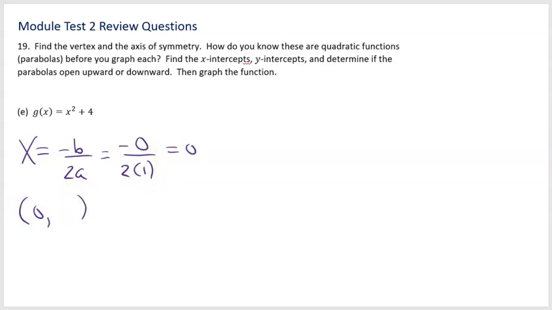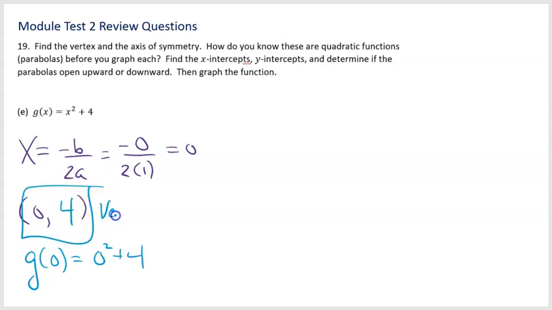What's the y value? Remember, you take 0 and plug it into the function. So g of 0 is 0 squared plus 4. That gives me 4. So there's my vertex. My axis of symmetry is always x equals the x value of the vertex, so x equals 0.